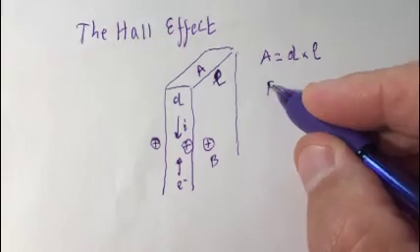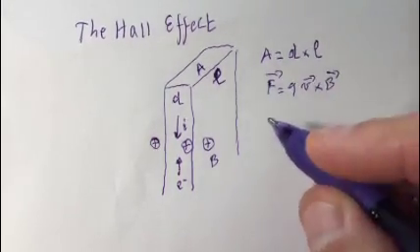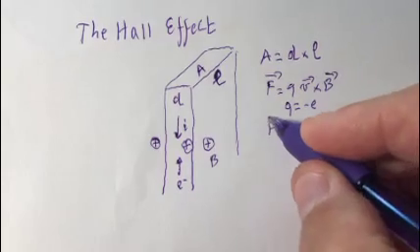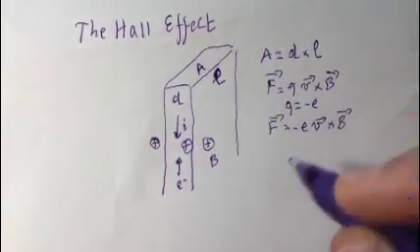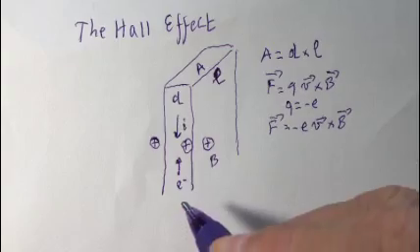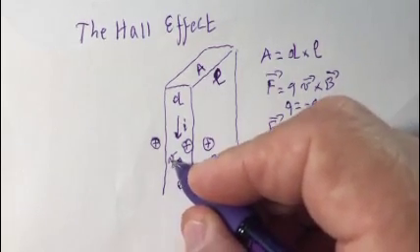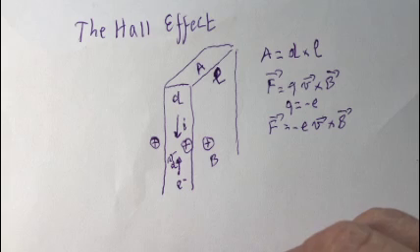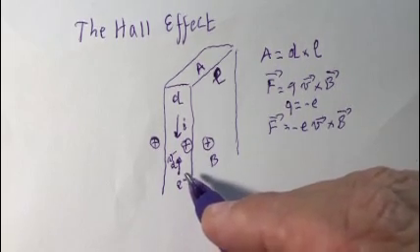So we have the force is equal to QV cross B. But since the electron is negative, we have Q is equal to minus e. So the force is equal to minus eV cross B. Okay, so what happened is the velocity of the electron is going up. This is the velocity. We can call it the drift velocity. So the electrons are moving up. So now we need to use the right-hand rule to know which way they're going to go after they feel this magnetic field.